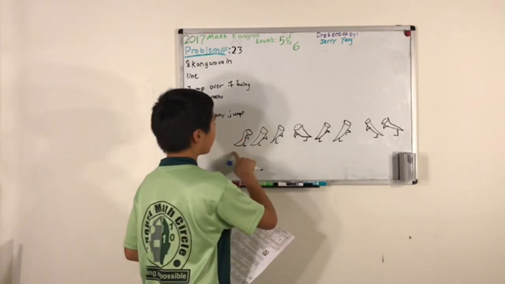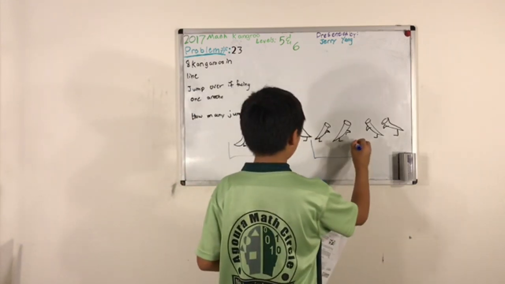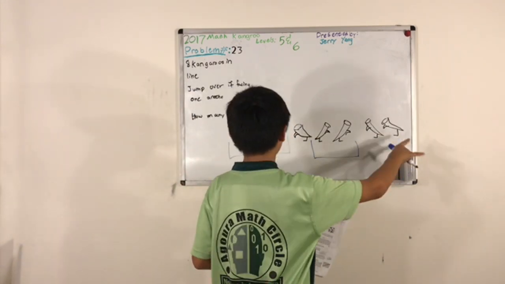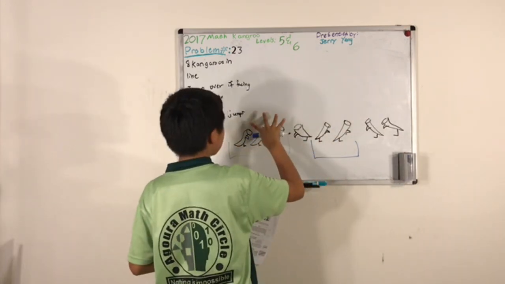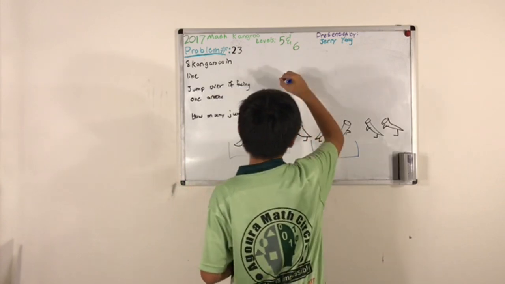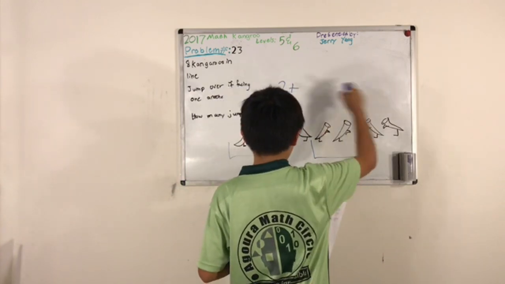Well, first we have to group up these kangaroos, and we see that this is one group, and this is another group. They're going this way. So we're going to count them going this way. So, since this is 3 and it's jumping over 1, we have 3 jumps over this one. So that's 3 plus something.